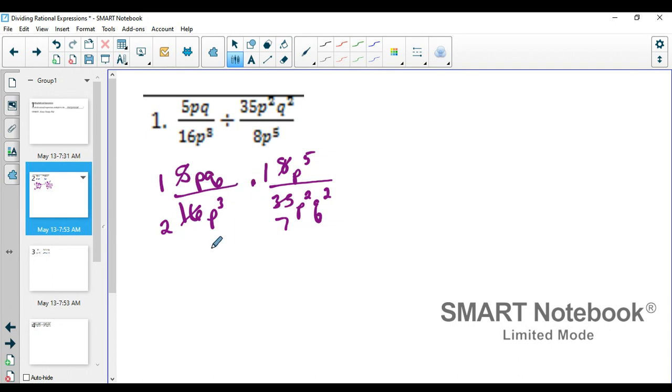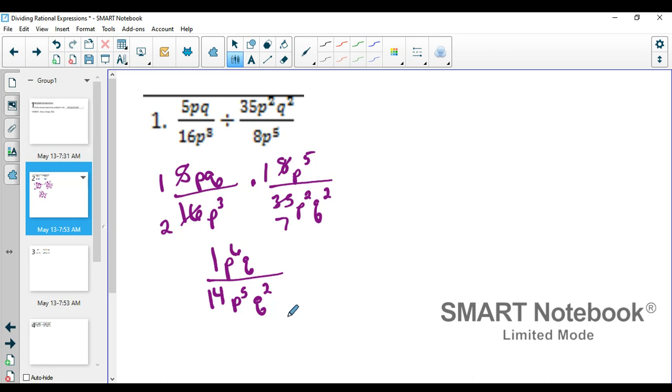So 1 times 1 is 1. P times p to the fifth is p to the sixth. And then q times nothing is q. Then 2 times 7 is 14. P cubed times p squared is p to the fifth. And then q squared doesn't have anything over here, so it's going to stay q squared.